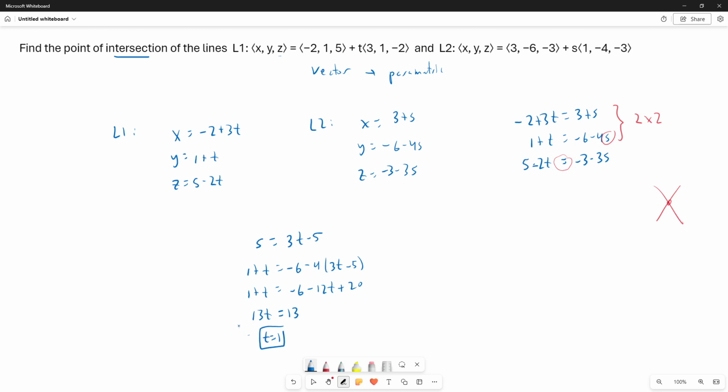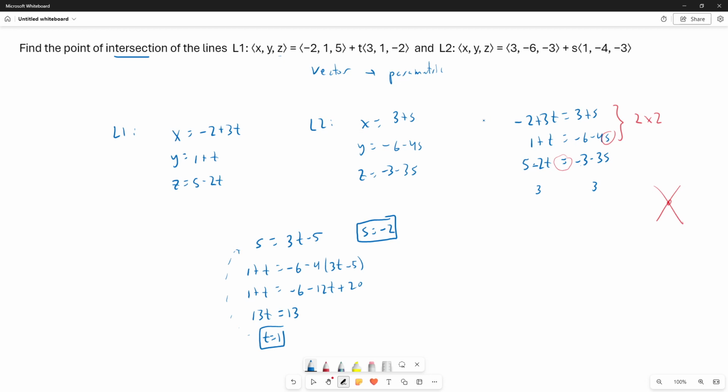And then coming back up here, s is equal to, if I put t equal to 1, 3 minus 5 is -2. So s is -2. If we put t equal 1 and s equal -2, then the first 2 equations will be solved. They'll hold. It'll be true. Let's check the third one. If t is 1, then this is a 3. And if s is -2, then this is -3 plus 6, which is 3.